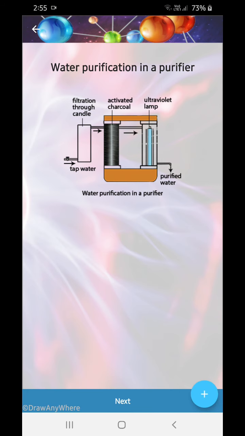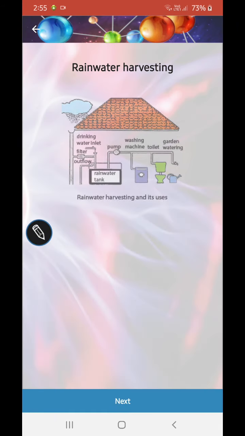Now, how is water purified in a water filter? Tap water enters, and filtration takes place through the candle. Activated charcoal is put over there, so filtration occurs, and then the ultraviolet lamp acts, and then purified water comes out.